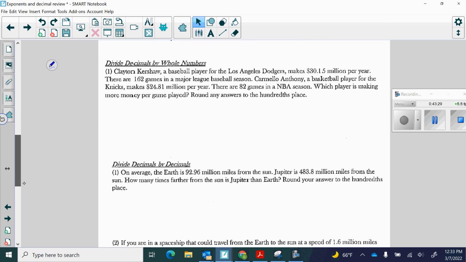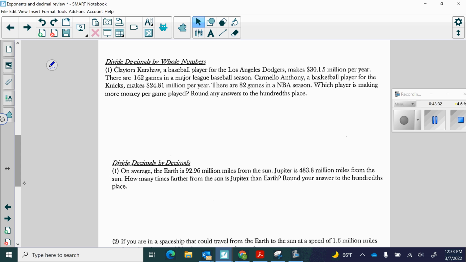Alright, dividing decimals. Clayton Kershaw, a baseball player for the Los Angeles Dodgers, makes $30.15 million per year. There are 162 games in Major League Baseball season. Carmelo Anthony, a basketball player for the Knicks, makes $24.81 million per year. There are 82 games in the NBA season. Which player is making more money per game played? And then it says round to the nearest hundredths place.